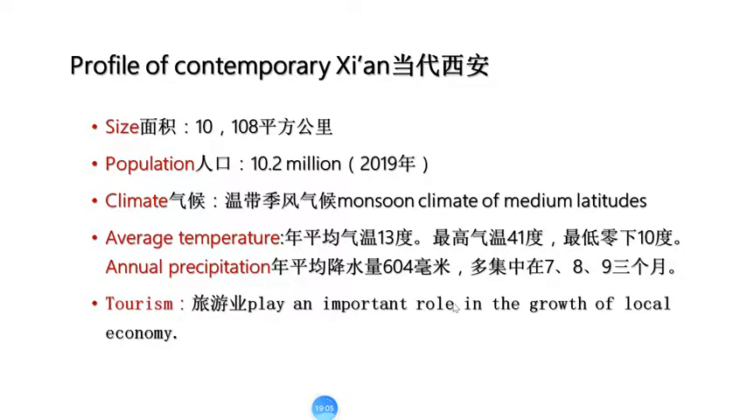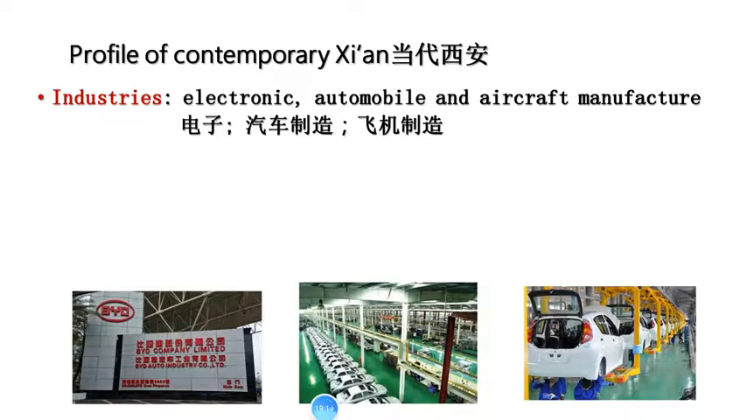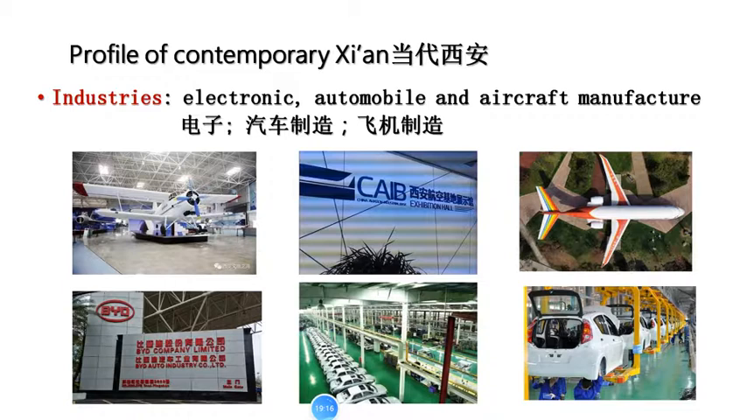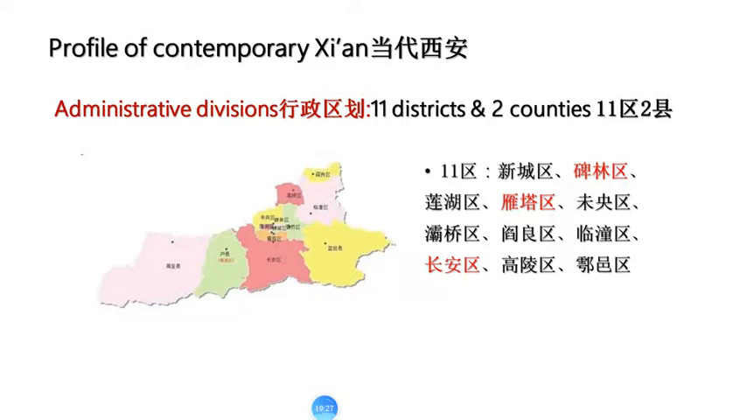Tourism plays an important role in the growth of local economy. Industries: automobile manufacture, aircraft manufacture, and electronics. Administrative divisions: 11 districts and 2 counties.